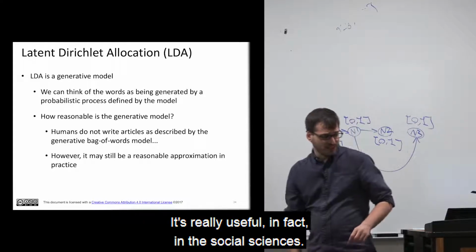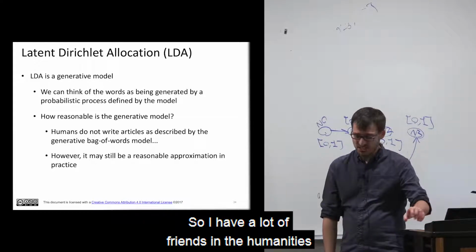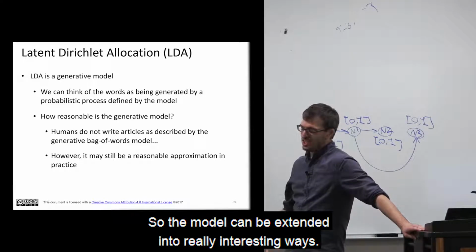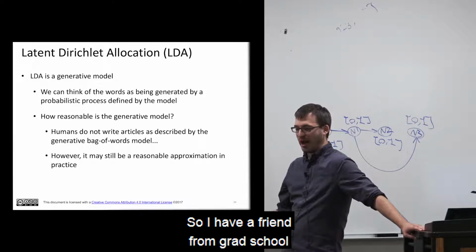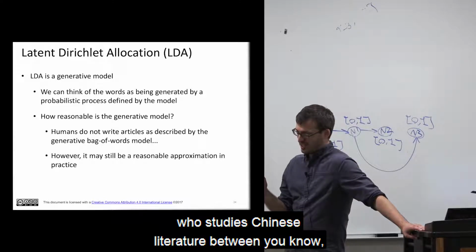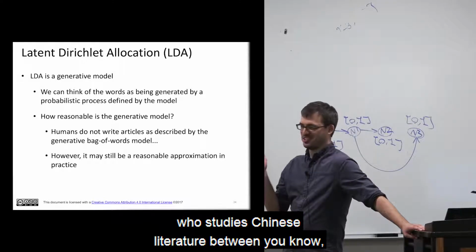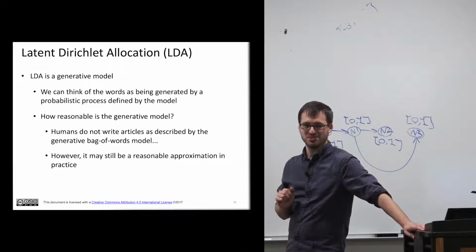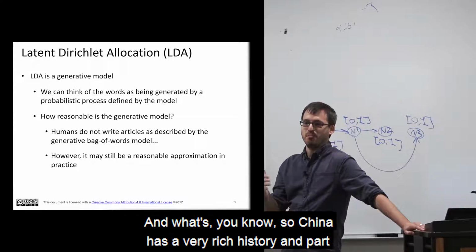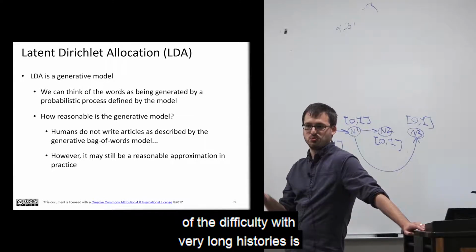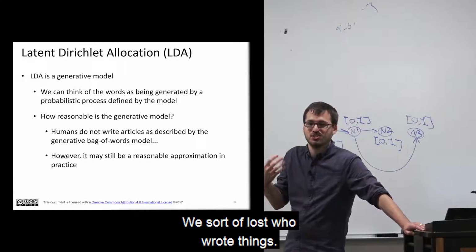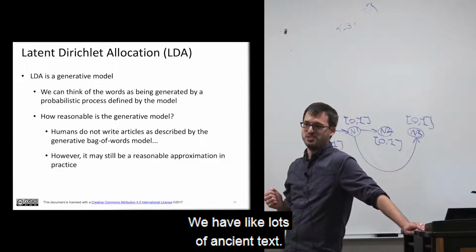It's really useful, in fact, in the social sciences. I have a lot of friends in the humanities that have used this for all sorts of things. So the model can be extended in really interesting ways. I have a friend from grad school who studies Chinese literature between some time periods. China has a very rich history, and part of the difficulty with very long histories is that it's very difficult to attribute authorship to documents. We've lost who wrote things. We have lots of ancient texts. We don't know who wrote them.